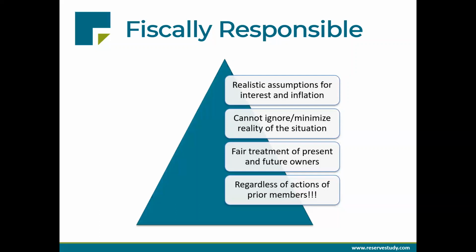Speaking of the owners, the reserve funding plan cannot be biased in favor of the people who live there now at the expense of the people who live there later on, right? We see that all the time, right? You can't assume that there will be some group of owners in the future who will be perfectly happy to pick up the tab for all the deterioration that is happening now while you live there.